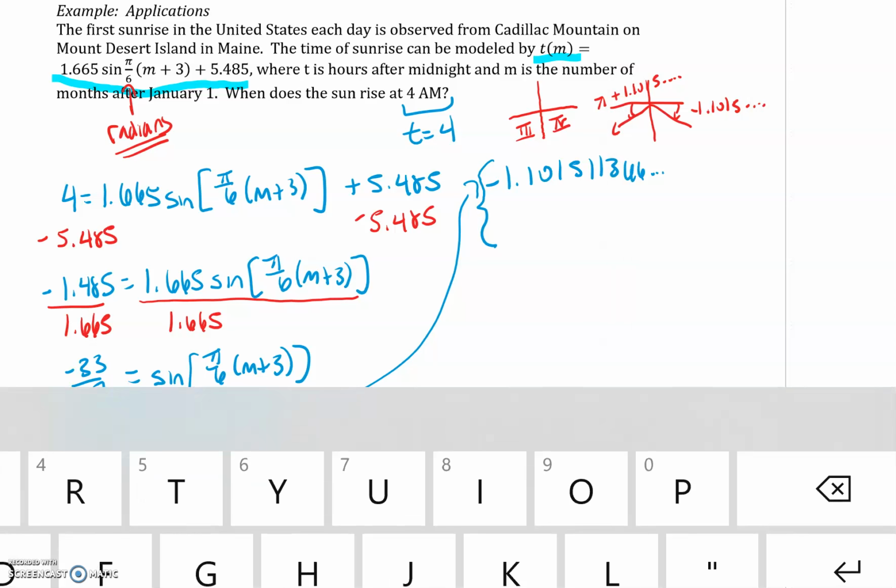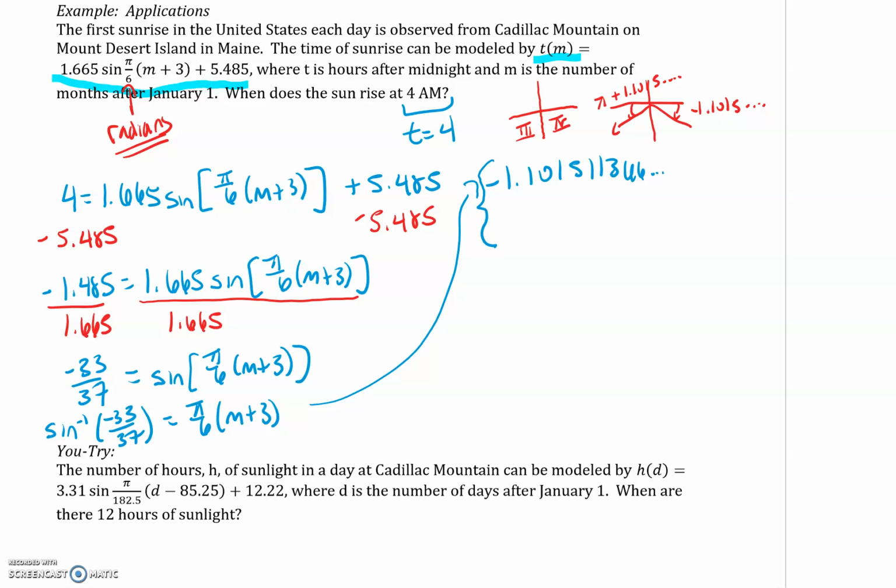So adding pi to positive 1.1015113666, we get 4.23410442, etc. And again, here I'm adding it because I'm adding the reference angle. The reference angle is a positive angle with the x-axis, so I want to make sure I'm adding that reference angle on. So this is equal to pi over 6 times m plus 3.